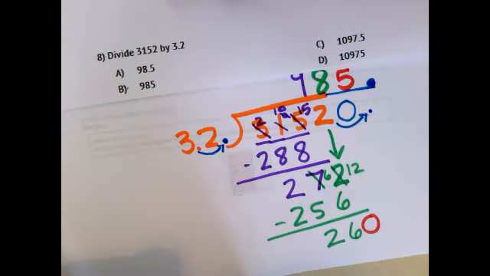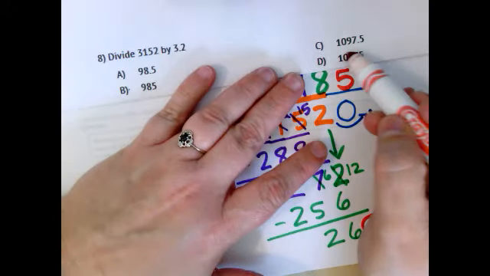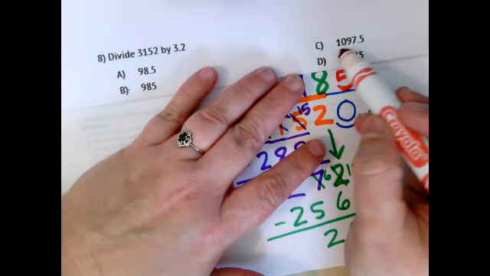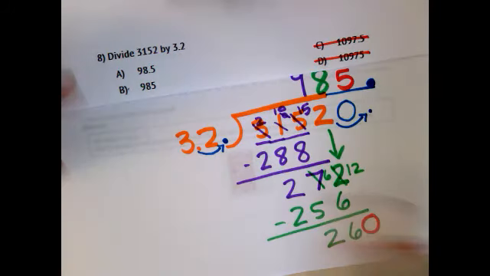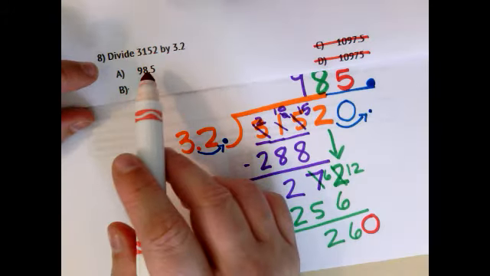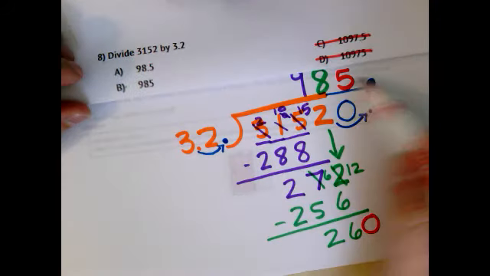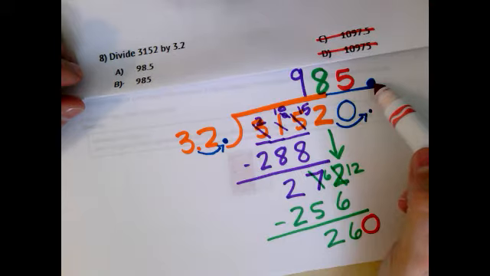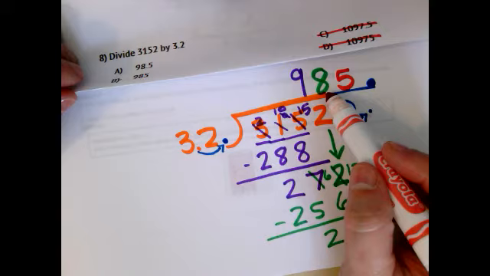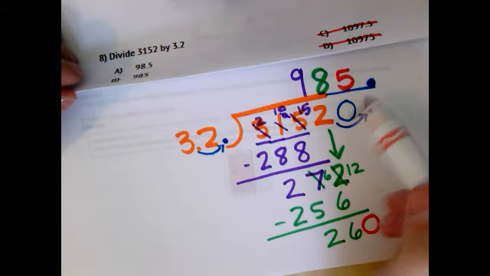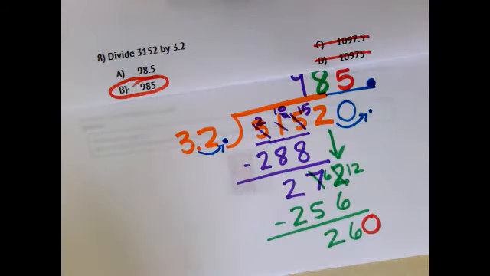But at this point, be aware of your answer choices. 2 of your answer choices start with the digit 1. I know it can't be those. Over here, I have 98 and 5/10 or 985. Well, if I just look here, I can tell that I'm going to have 3 digits in my answer before that decimal point. So through process of elimination, I can pretty easily say that that is the answer choice.